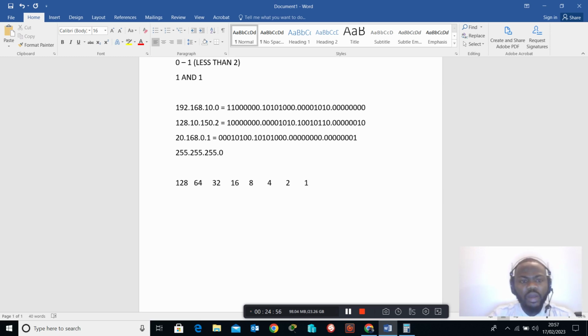I want you to understand that this is straightforward. This is one. Here is one. Here is one. Here is one. And here is one. For the second 255, here is one, and one for each of the remaining bits.